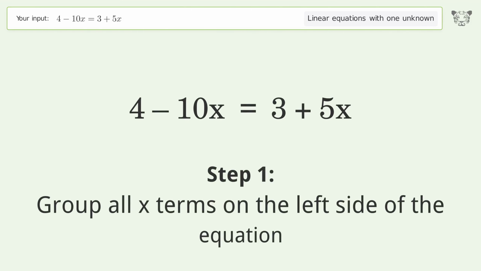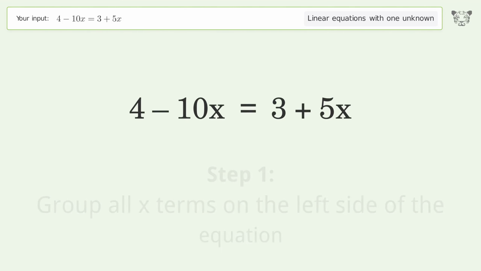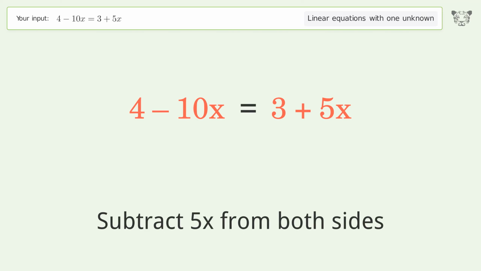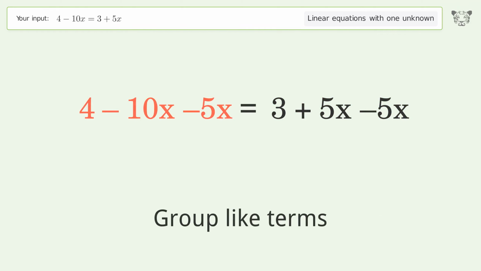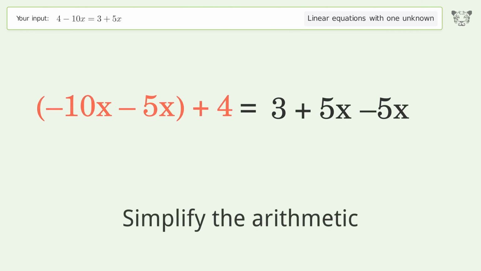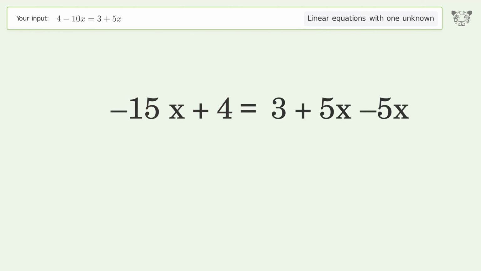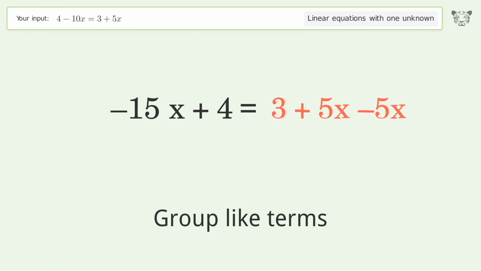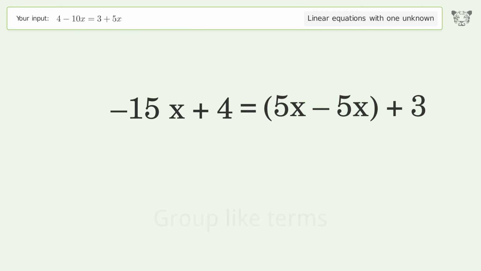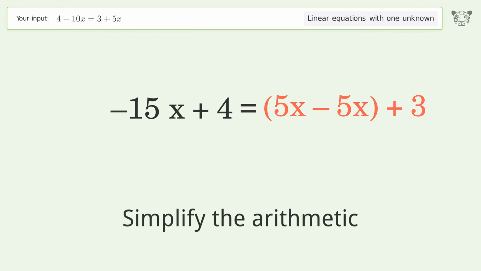Group all x terms on the left side of the equation. Subtract 5x from both sides. Group like terms. Simplify the arithmetic. Group like terms. Simplify the arithmetic.